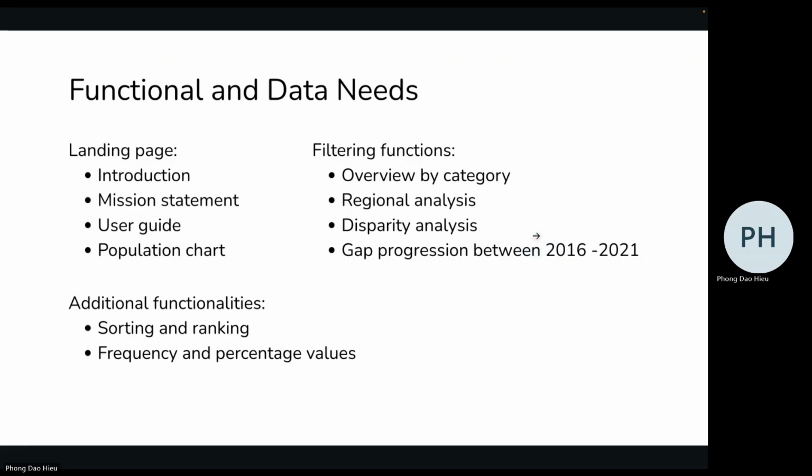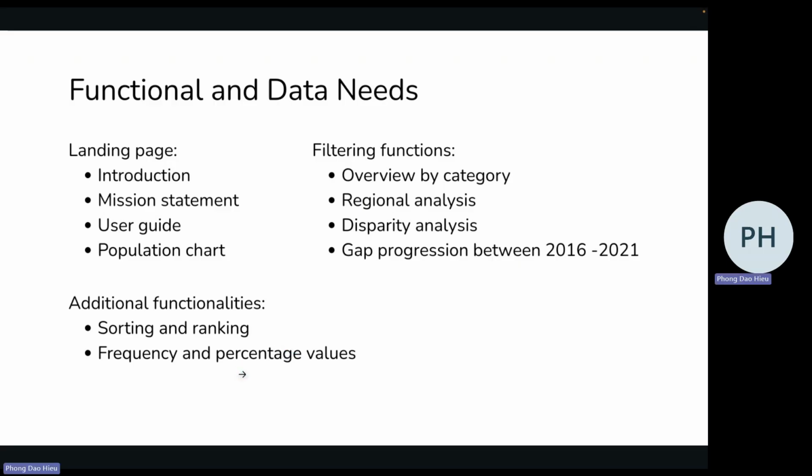To summarize the functional and data needs, there are two main points: the landing page, which has all of this information, and filtering functions, which are the core of the website and the core of our project. Filtering functions can be divided into four different types: overview, regional analysis, disparity analysis, and gap progression. This can be further explored on the website.